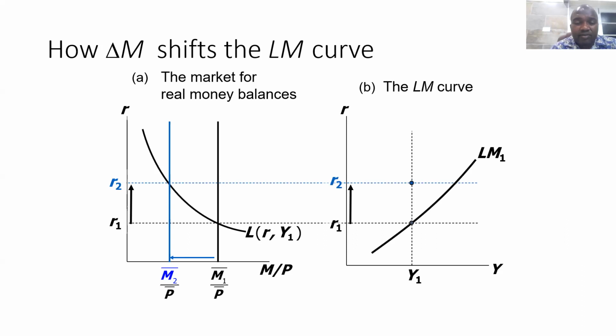At the original level of national income, Y1, we have R2, which means technically speaking, we are no longer on the same LM curve. We are now on a higher LM curve, which is LM2. So we can conclude that when money supply is reduced, the LM curve shifts upwards. When money supply is increased, the LM curve shifts downwards, leading to a fall in interest rates for each and every level of output.